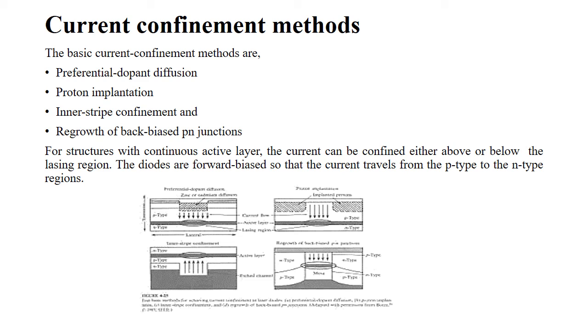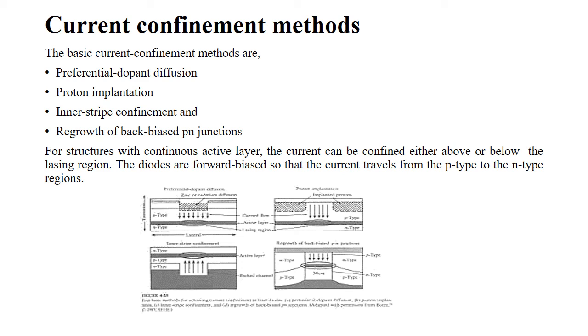The lower index material outside the bends confines the light along this lateral channel. The next one is current confinement methods. In addition to confining an optical wave to the narrow lateral stripe to achieve continuous high optical output power, one also needs to restrict the drive current tightly to the active layer. There are four basic current confinement methods. They are preferential dopant diffusion, proton implantation, inner stripe confinement and the regrowth of back biased PN junctions.